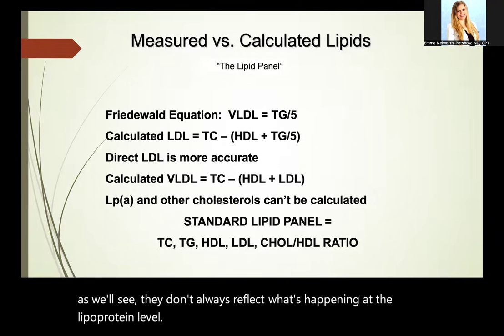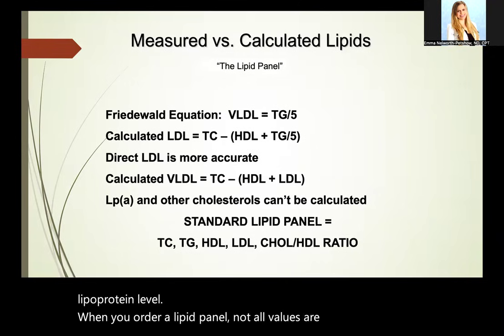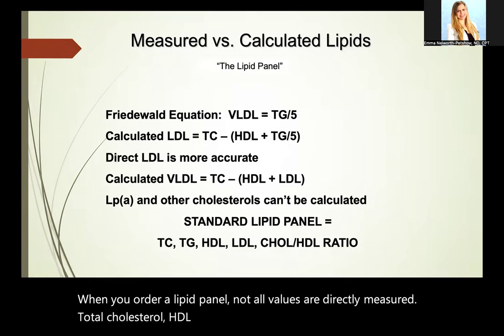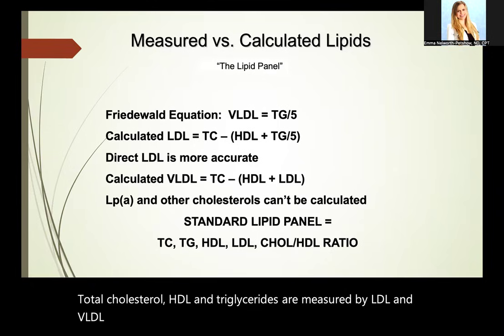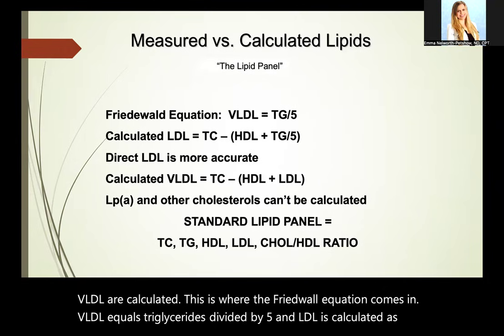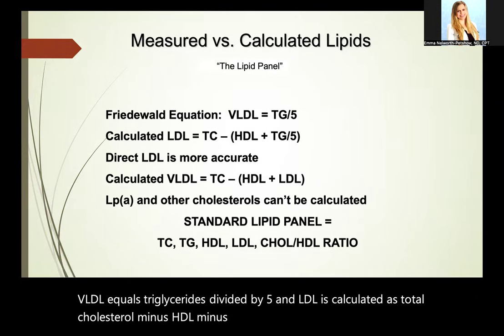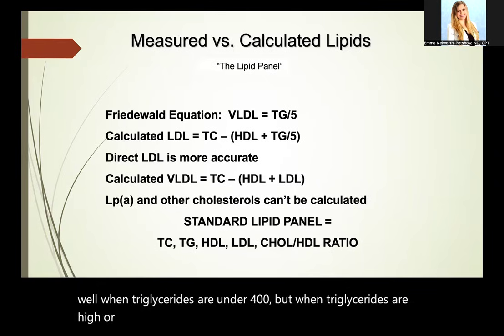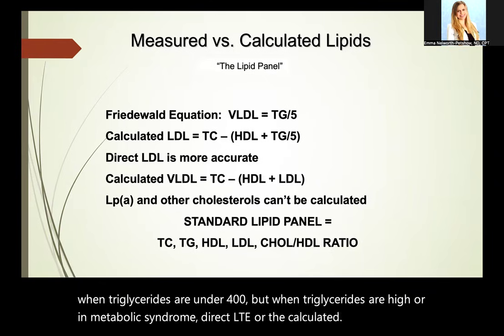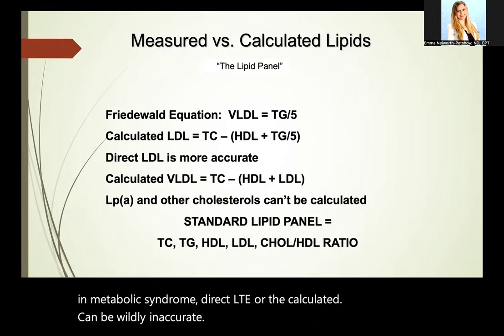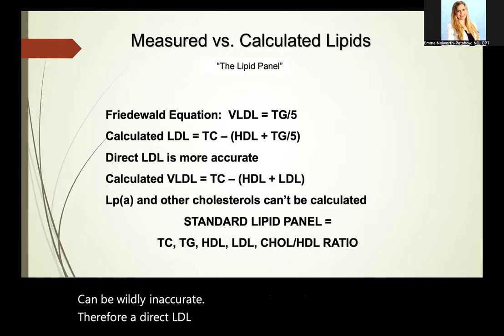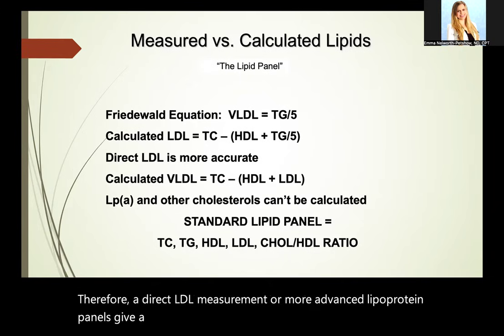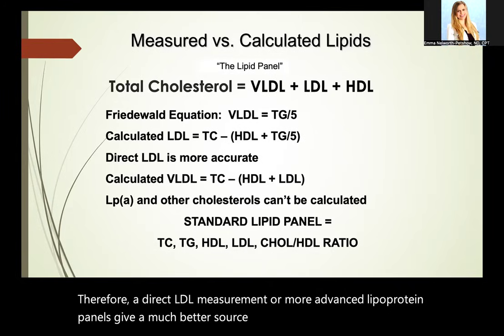When you order a lipid panel, not all values are directly measured. Total cholesterol, HDL, and triglycerides are measured, but LDL and VLDL are calculated. This is where the Friedewald equation comes in. VLDL equals triglycerides divided by 5, and LDL is calculated as total cholesterol minus HDL minus VLDL. This works reasonably well when triglycerides are under 400, but when triglycerides are high or in metabolic syndrome, the calculated LDL can be wildly inaccurate. Therefore, a direct LDL measurement or more advanced lipoprotein panels give a much better source of information when we see elevations in triglycerides.